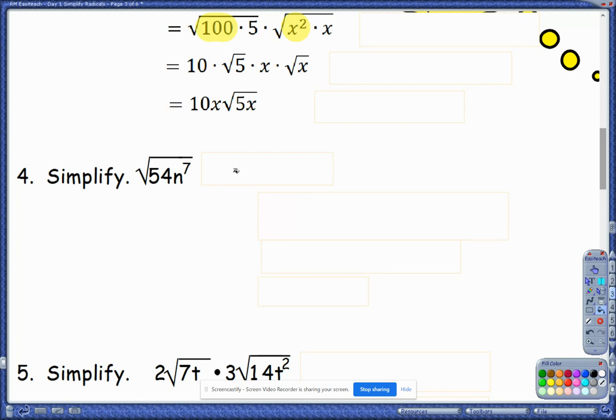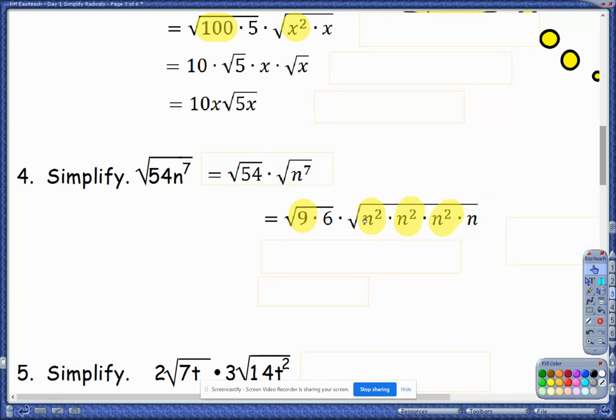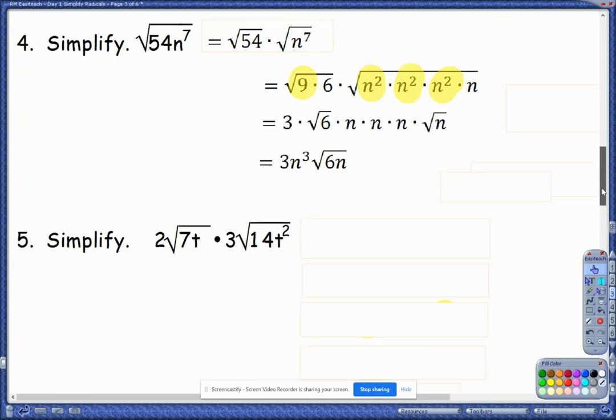So 54 is 9 times 6. First I'm separating the two. 9 is a perfect square, and n to the 7th has many perfect squares in it. So I'm going to separate it, and each one of these n squares is going to come out of the radical as an n. So we have 3 radical 6 and n cubed times radical n. Remember to multiply what's outside: 3n cubed times radical 6n.